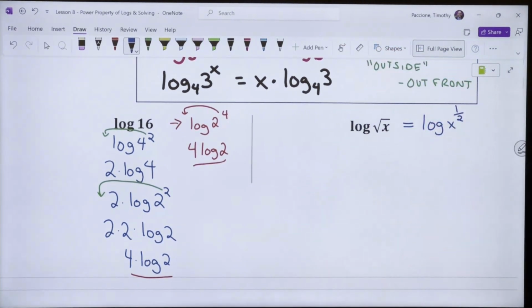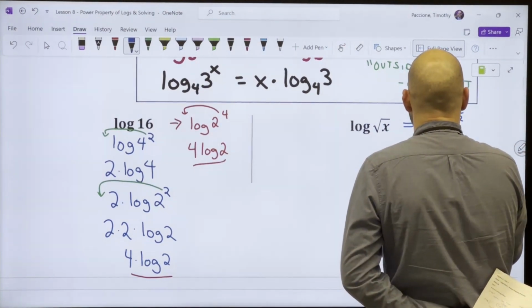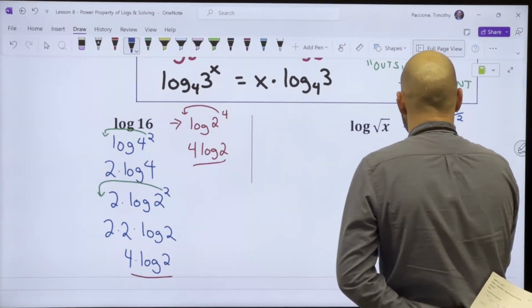Square rooting is the same as raising to the 1/2, so there is an exponent out front. Now, what does that become? It becomes 1 over 2, or 1/2 log of x.